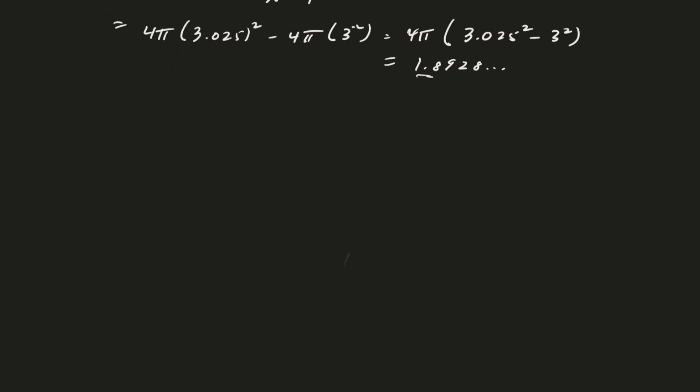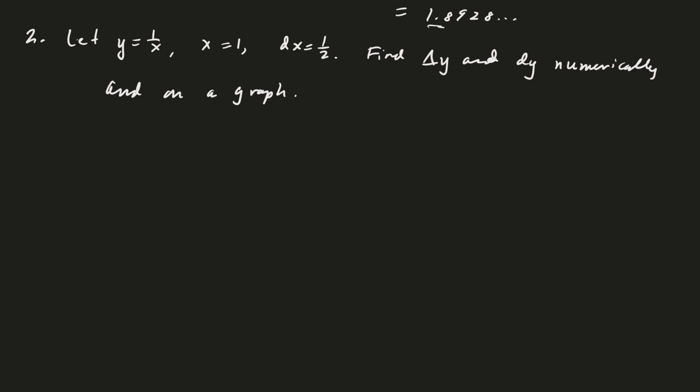I'll pause the video while I write down the questions so you don't have to watch me write it. Good. So it looks like we've got a function y equals 1 over x, x equals 1, and dx is 1/2. Find delta y and dy numerically and on a graph. And I should note right away that we always assume that dx is equal to delta x. Okay, so our delta x here is 1/2, which is equal to dx.